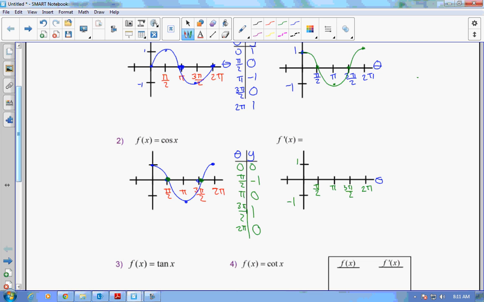-1, -1, make sure you label everything. We have 0, 0, by halves is -1. And it ends up being negative sine x. Okay.